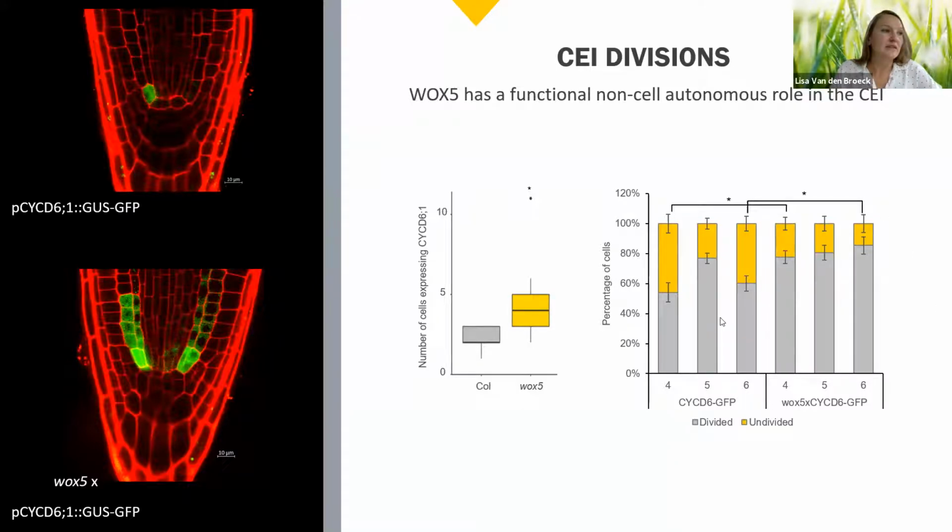We found that 4- and 6-day-old roots have an increase in divided CEIs. Additionally, when we crossed the CEI marker cyclin D6 into the WOX5 background, we observed an extended expression pattern of this marker into the endodermis and cortex cells, like you can see on the image. Normally, this marker is only expressed here in the CEI cells. And the cells that have these extended expression patterns were named the CEI-like cells. So this shows that WOX5 has a functional non-cell autonomous role in the CEI.